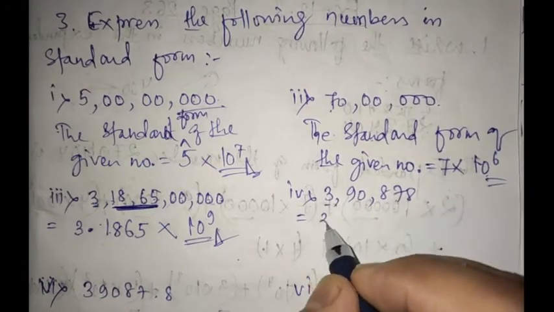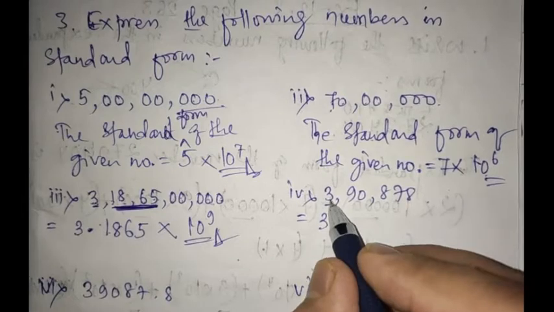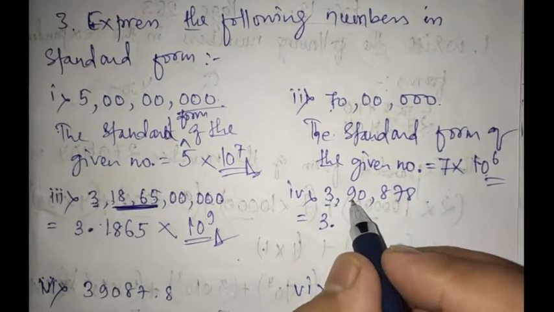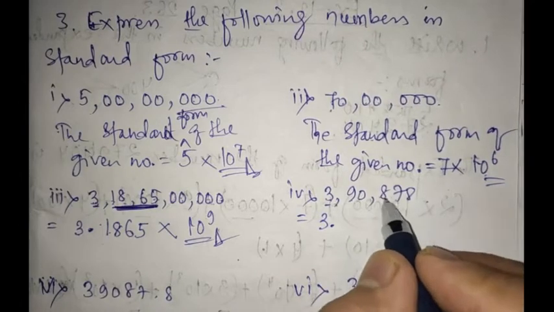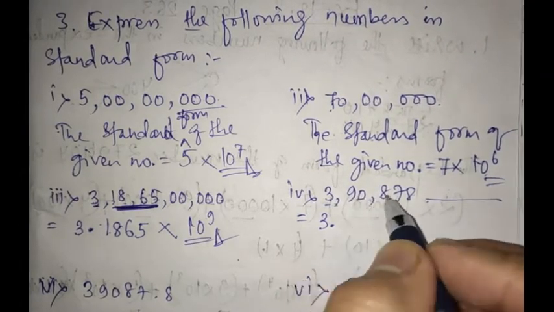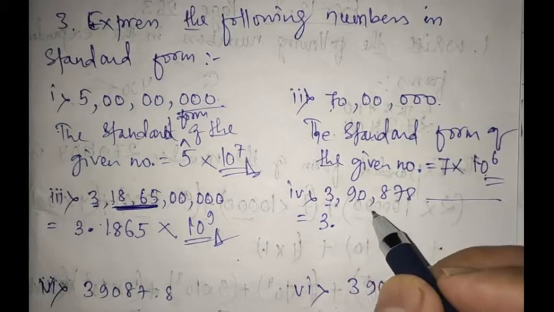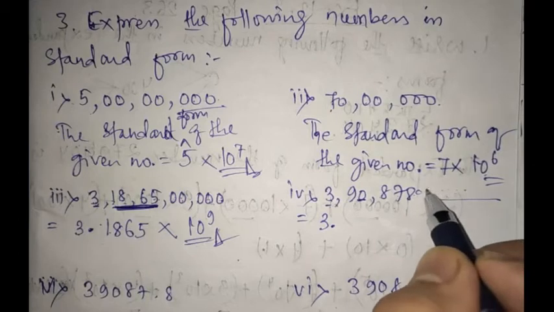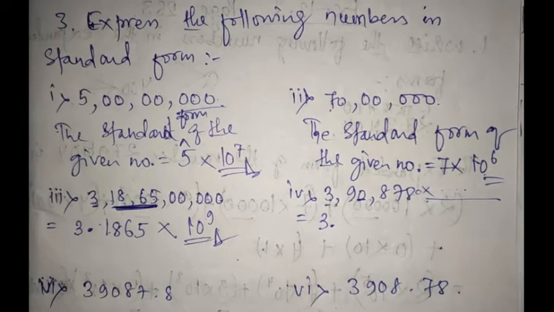Okay, 3. First of all, 3 should be written, then point should be given. Then how many digits are there? 1, 2, 3, 4, 5. Here no zeros are there. But you will count this 0 if this 0 is in between the number. You will count this 0. But if suppose there was more 0, then you should not have counted that 0, right?